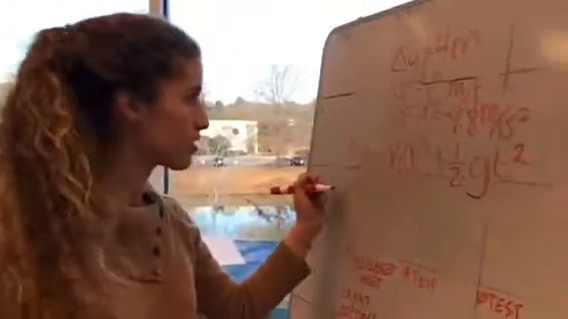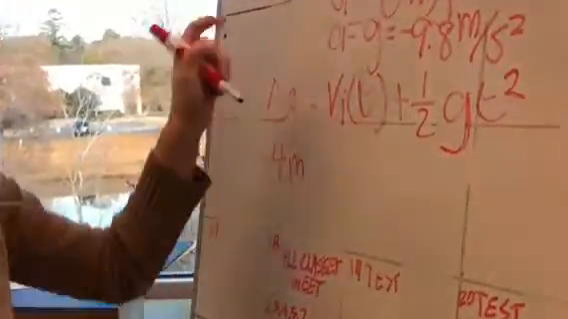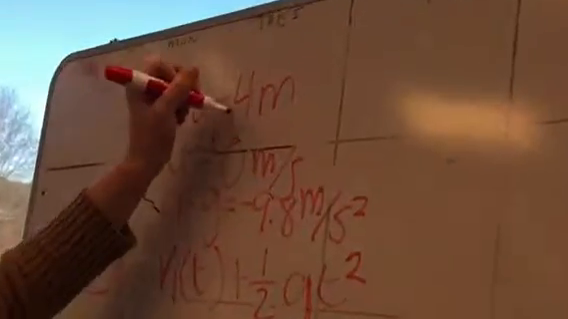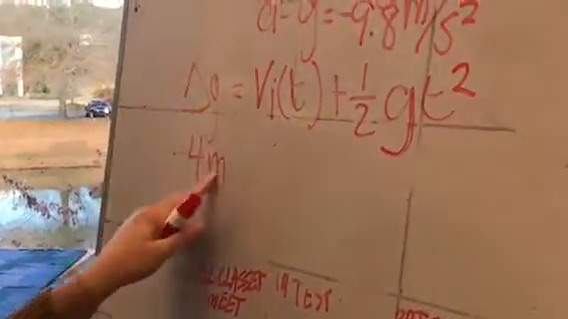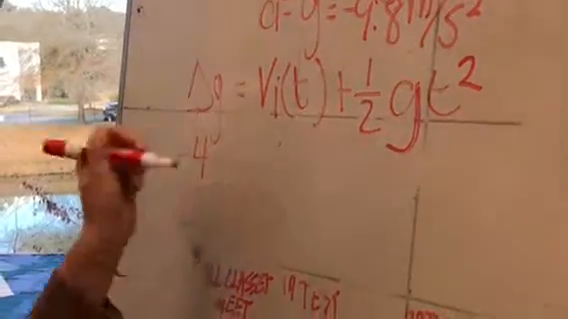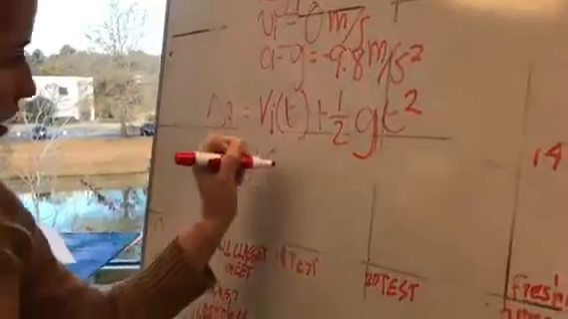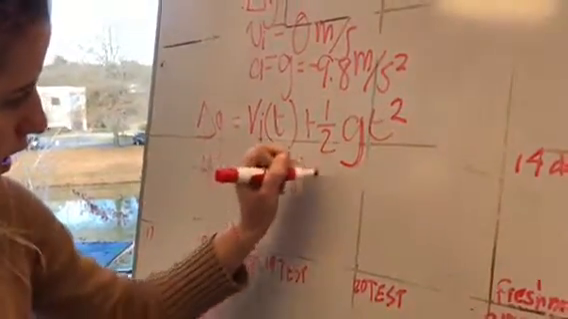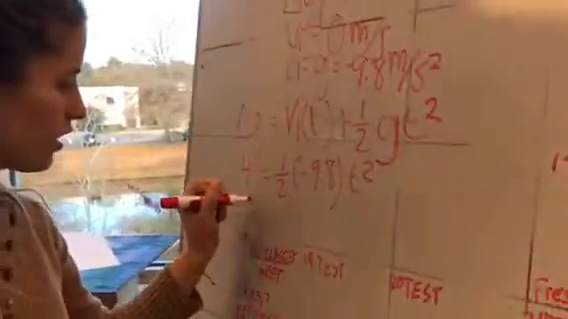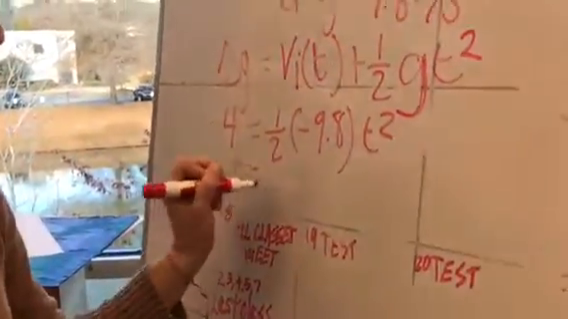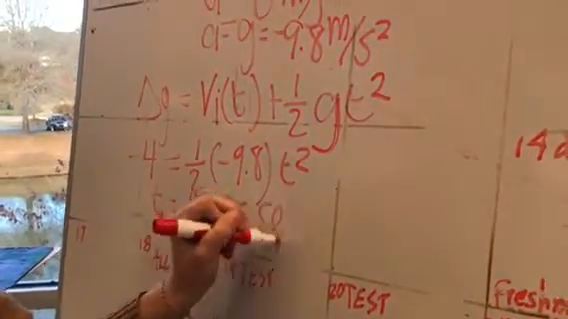So we plug in our numbers, and our delta y is actually -4 because it's going down, so just keep it in mind. -4 equals 1/2 times -9.8 times t squared. And then when we solve, t equals 0.9035 seconds.